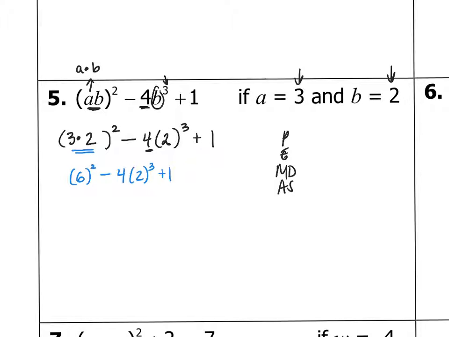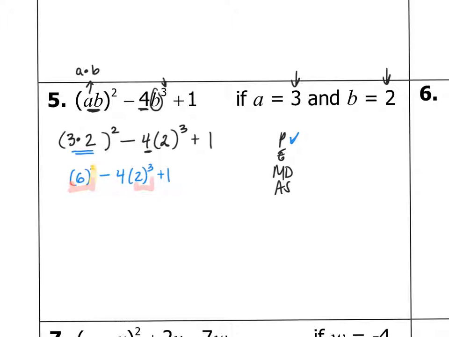Okay, so I took care of that math in the parentheses. Next, I have some exponents I need to take care of. Looks like I have one right here and right here. Oh, I probably shouldn't have done that. Okay, let's do it this way. We got one right here and one right here.